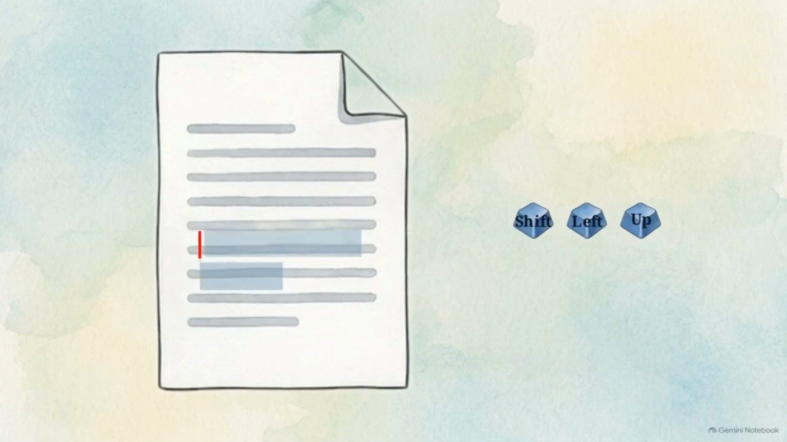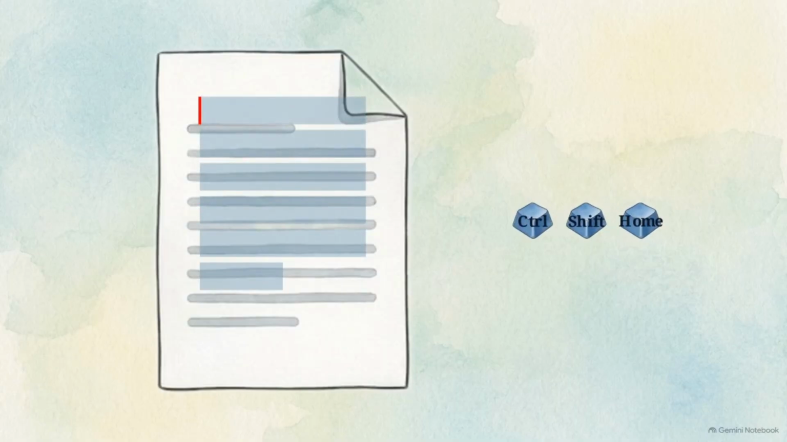Notice how the highlight block rapidly expands word by word and line by line as the cursor jumps through the document, giving you rapid, exact selection.